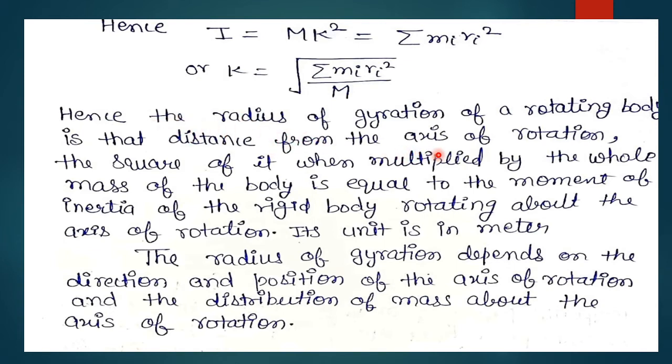The distance from the axis of rotation, the square of which, when multiplied by the whole mass of the body, is equal to the moment of inertia of the rigid body rotating about the axis of rotation. Its unit is meter. The radius of gyration depends on the direction and position of the axis of rotation and the distribution of mass about the axis of rotation.